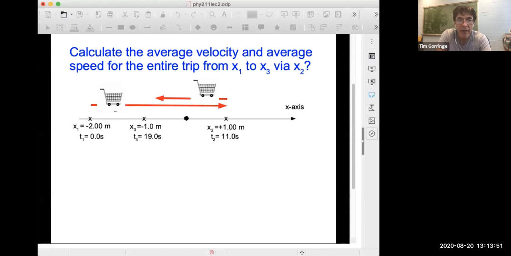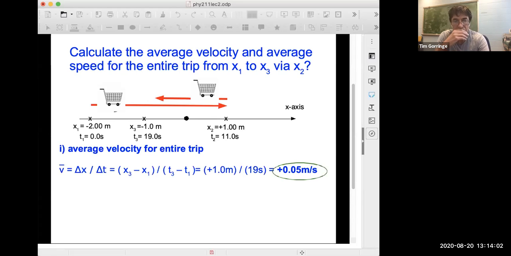Okay, so let's practice our work with speed and velocity to calculate the average velocity and the average speed for the entire trip of the cart. To do this, I've drawn again the picture of the cart on the reference frame. I've labeled it with the 3 sets of coordinates, the x1, x2, x3, the t1, t2, t3. And now I'm going to calculate, first of all, the average velocity. Remember, the average velocity for the entire trip will be the displacement for the entire trip divided by the elapsed time for the entire trip.